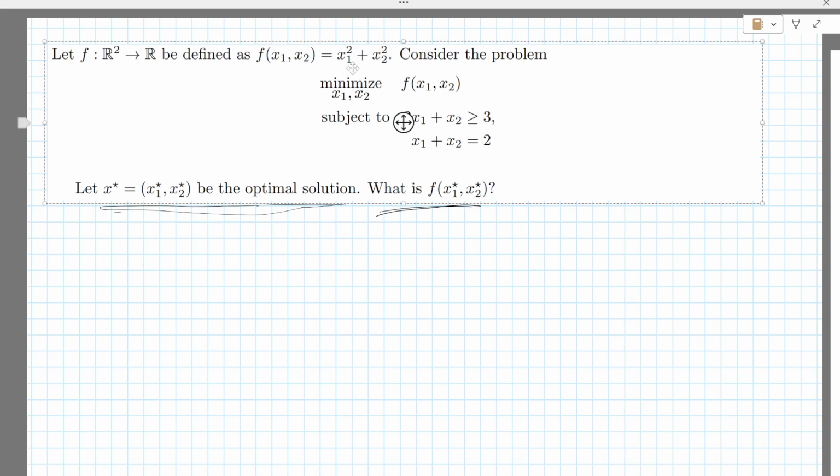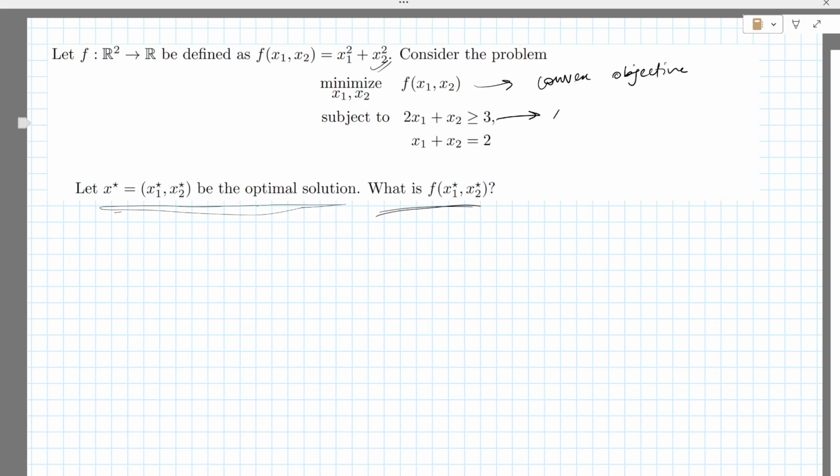so we can see this is a convex objective, convex, also convex. So a convex optimization problem. So then that implies that KKT holds. So let's look at the KKT conditions.